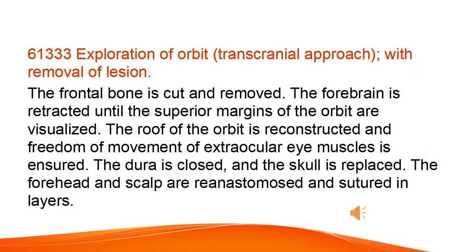Exploration of orbit, transcranial approach, with removal of lesion. The frontal bone is cut and removed. The forebrain is retracted until the superior margins of the orbit are visualized. The roof of the orbit is reconstructed and freedom of movement of extraocular eye muscles is ensured. The dura is closed, and the skull is replaced. The forehead and scalp are reanastomosed and sutured in layers.